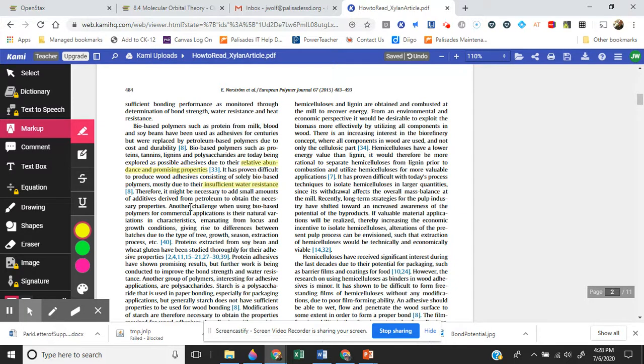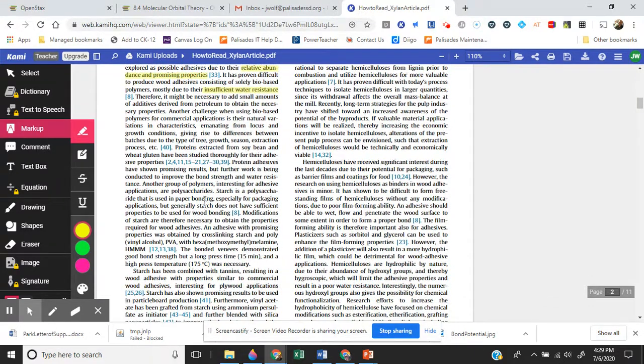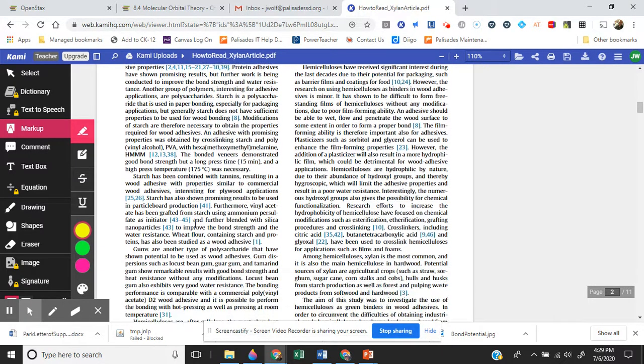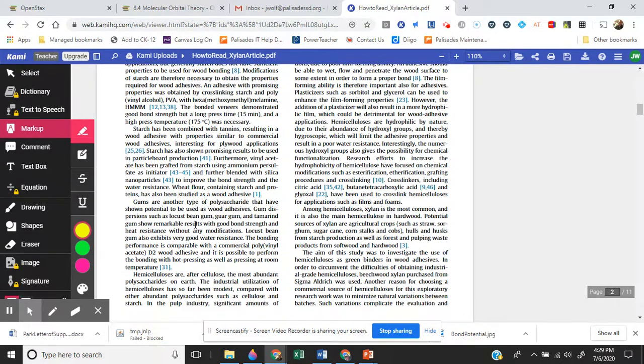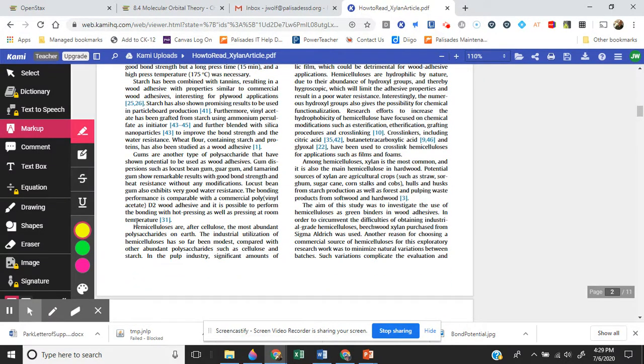And then the next question on the worksheet says that xylane is a hemicellulose. Why are hemicelluloses the focus of this research? I'm going to try to look for the word hemicellulose. So let me scan through here. Here we go. Hemicelluloses after cellulose are the most abundant polysaccharides on Earth. So that is their appeal, right?